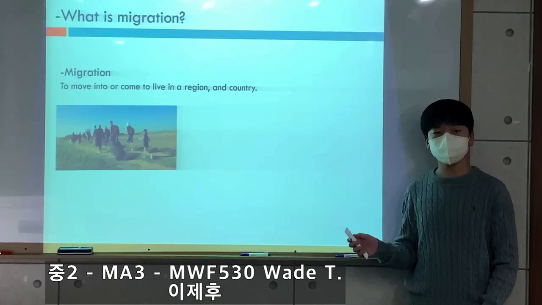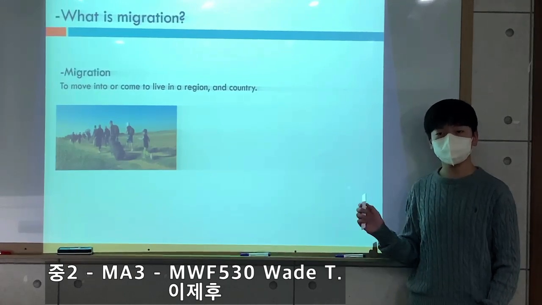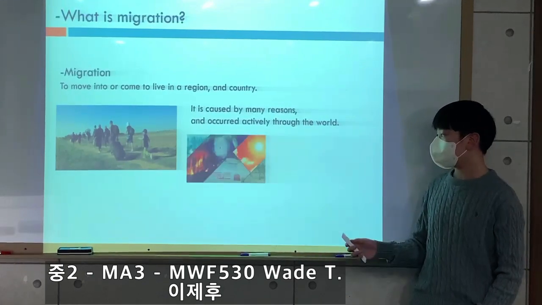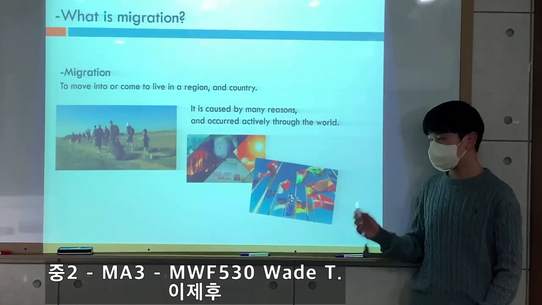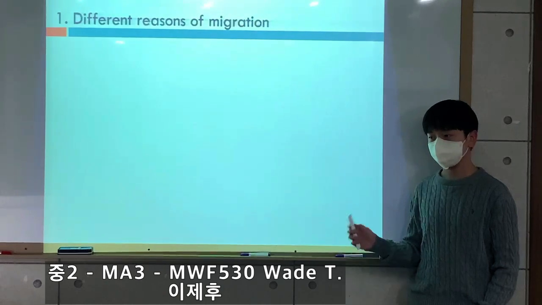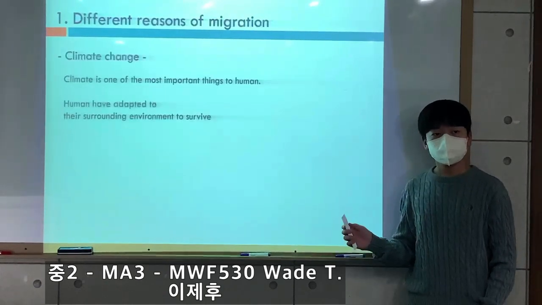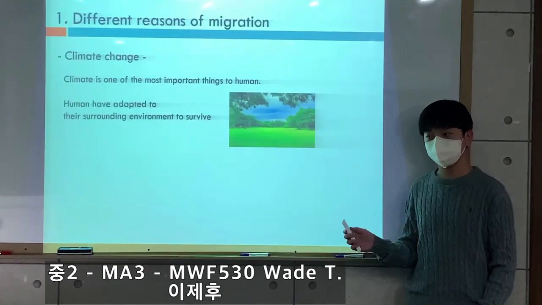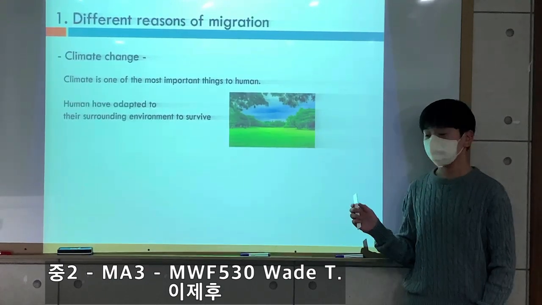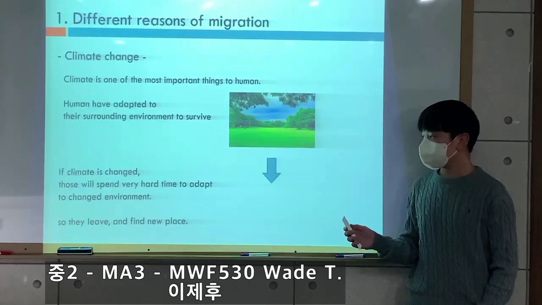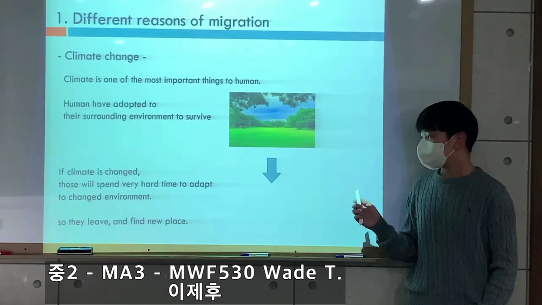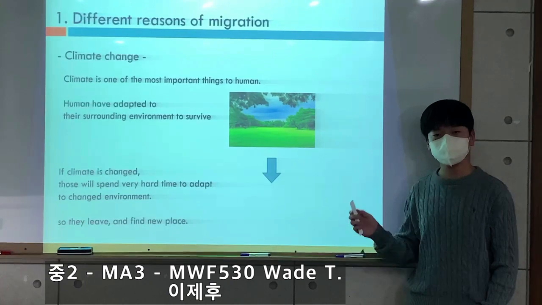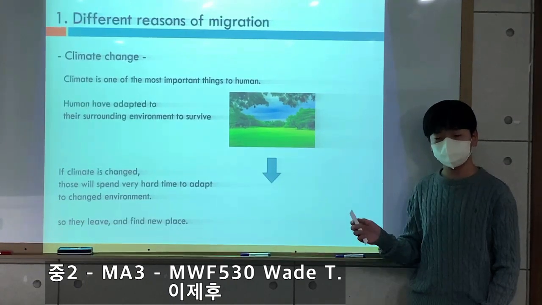Migration is to move into or come to live in a region or country. It is caused by many reasons such as climate change, war, or personal affairs. Climate is one of the most important things to humans. Humans have adapted to their environment. But if the climate changes, they will have a very hard time adapting to their changed environment, so they leave and find a new place.